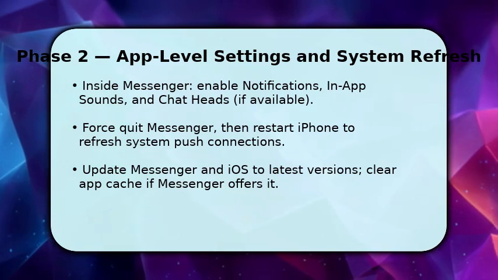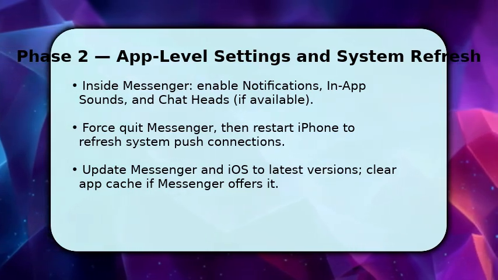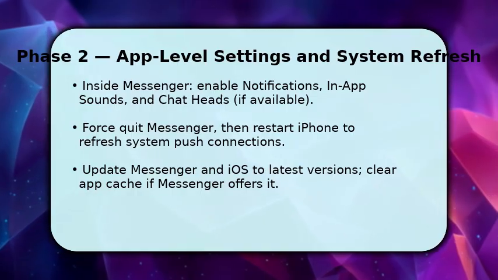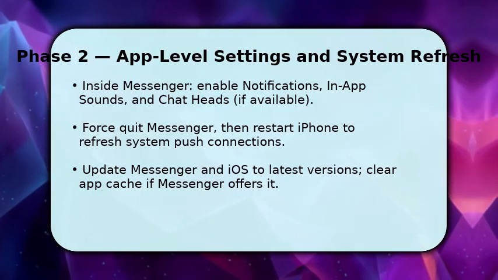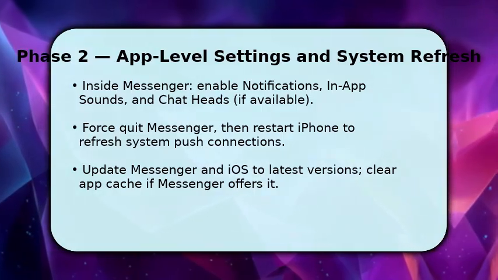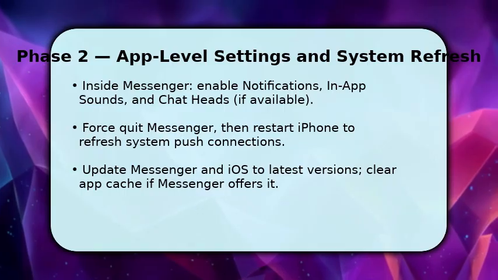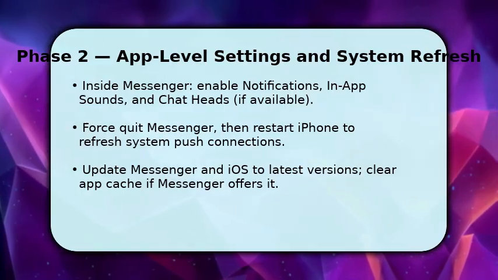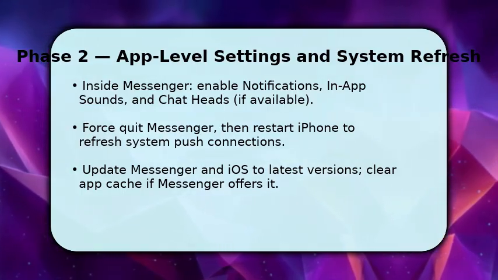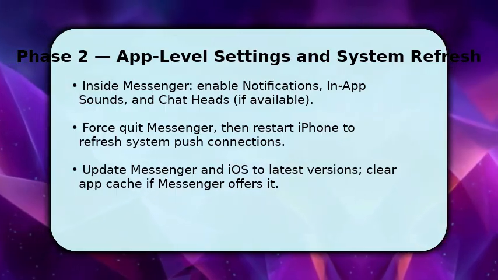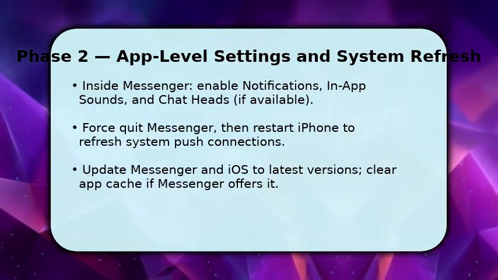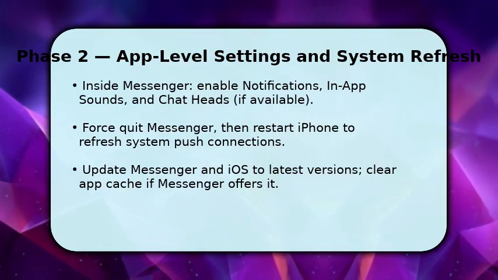Next, you handle the app and system state so push notifications reconnect. Open Messenger settings, enable its notifications, in-app sounds, and chat heads or similar alert options. Then force quit Messenger, swipe it away, and restart your iPhone to refresh the push notification service. After reboot, check the App Store and iPhone settings for any Messenger or iOS updates and install them. Updates often fix notification bugs.